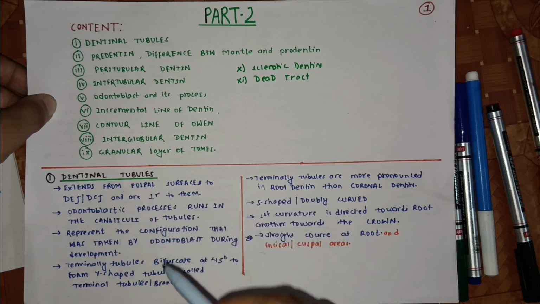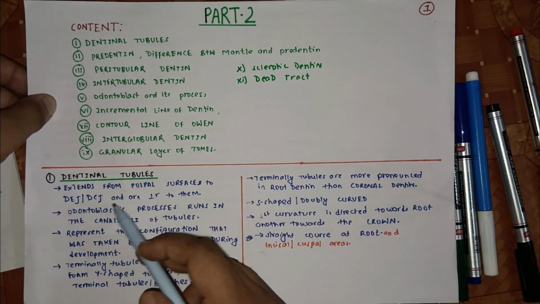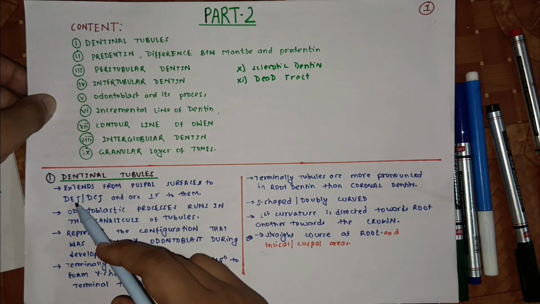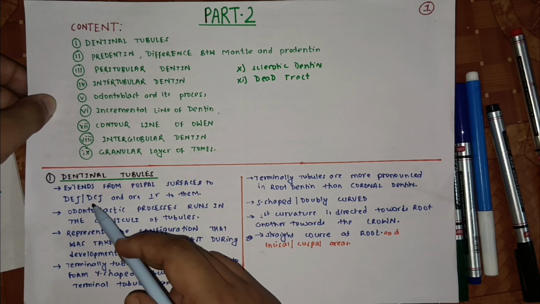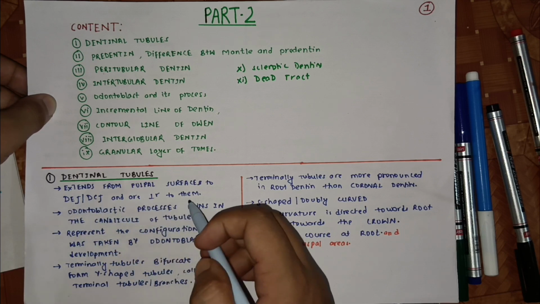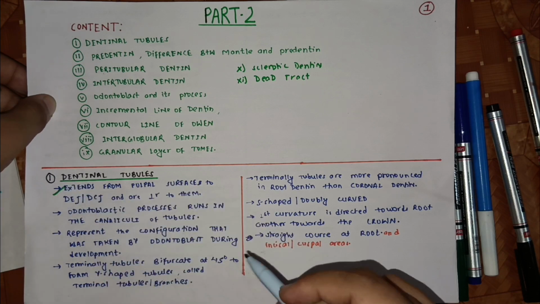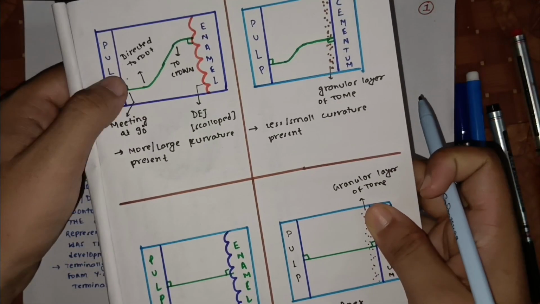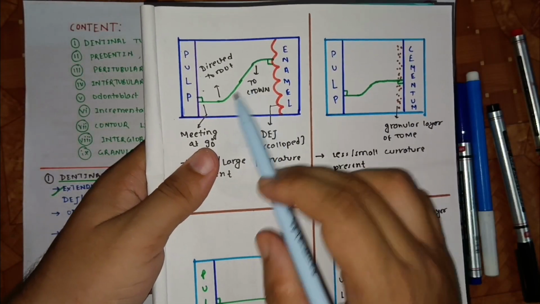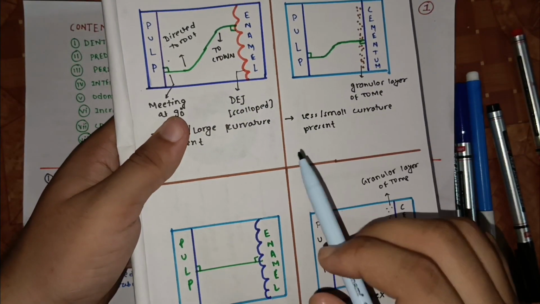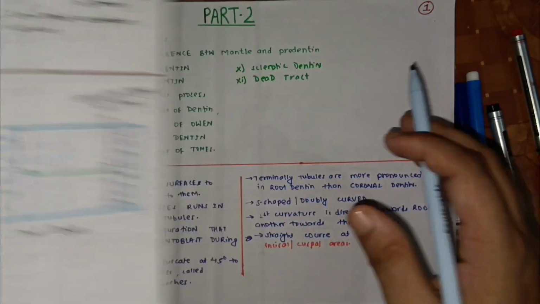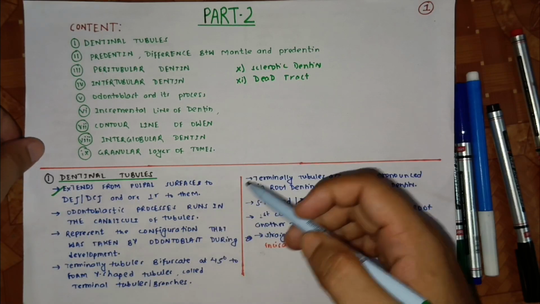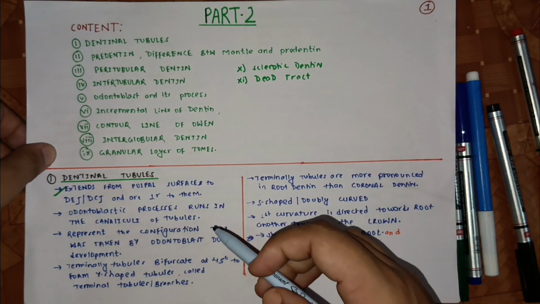In dentinal tubules, as I have written here, they extend from the pulpal surface to the dentino-enamel junction or dentino-cementum junction, and are perpendicular to them. I have different pictures of those dentinal tubules, showing how they are arranged in different parts of the tooth. I will show those pictures later, but first we will cover the theory portion.